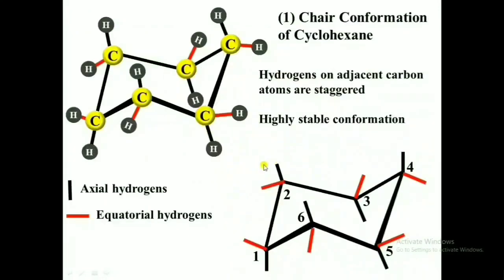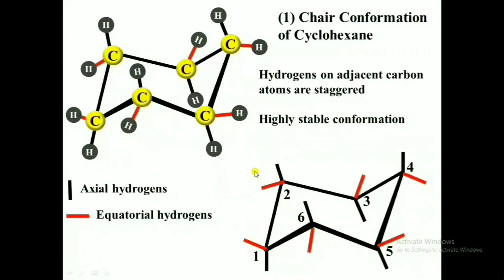So then how does cyclohexane exist in nature? Cyclohexane actually twists its shape and takes 2 conformations. To reach the ideal bond angle of 109 degrees 28 minutes, cyclohexane will twist or pucker its structure and take 2 major conformations. So we will discuss what those 2 conformations are.